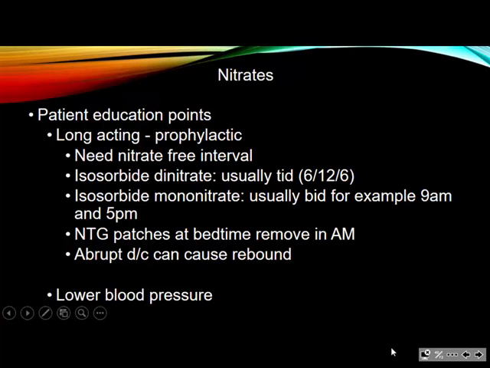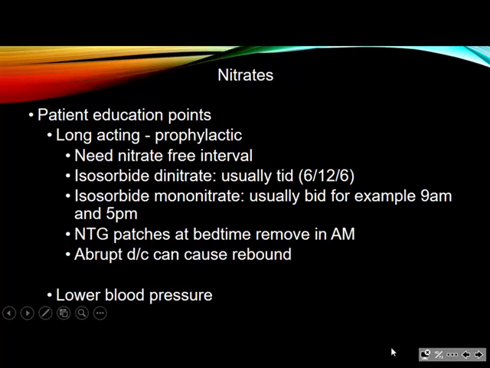The nitroglycerin patches, we have them put it on at bedtime and remove in the morning. But as far as if we were to take a list of these and what we commonly see, these two we will use over the patches in a lot of patients because the patches are more expensive. And the other thing is that we have a lot of patients that put the nitroglycerin patch on and then they forget to take it off in the morning. So for convenience sake, it's a little bit easier to have them take these tablets.